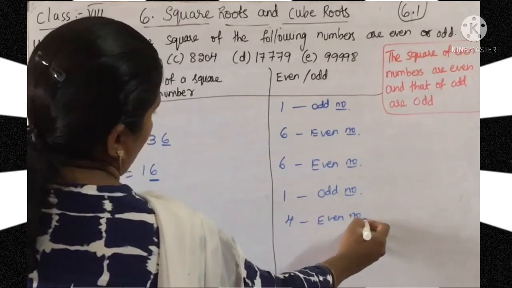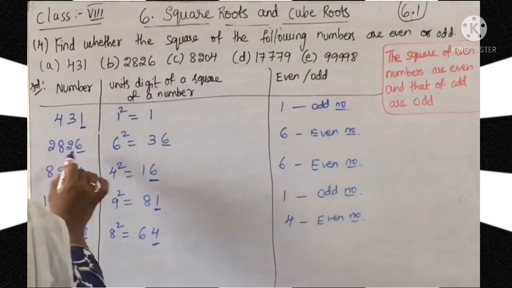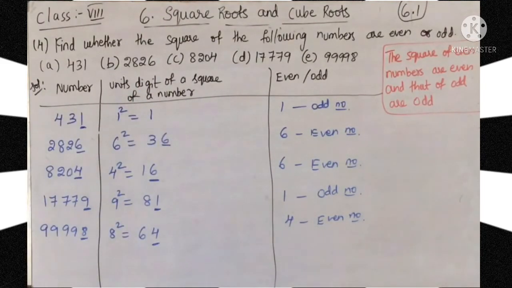Even number. So finally we will conclude that the square of an odd number gives you an odd number only, the square of an even number gives you an even number only.